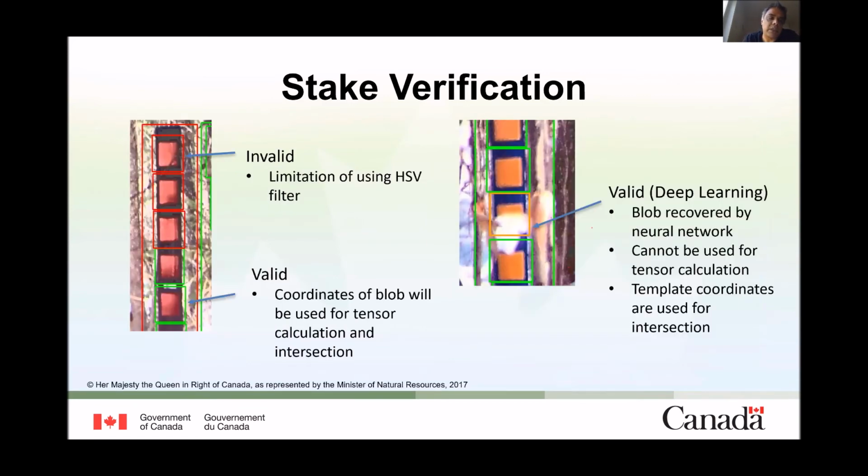And here on the left, this is if we do an HSV thresholding, the five red blobs are invalid. It doesn't see them really. But on the right, if you use the deep learning, even if there's snow on the blob, it can find it. And from that, it figures out the center essentially by looking at the shape and the edges of the blobs.